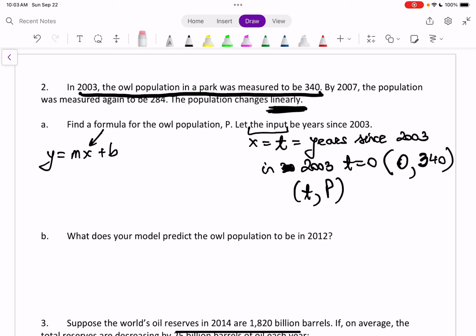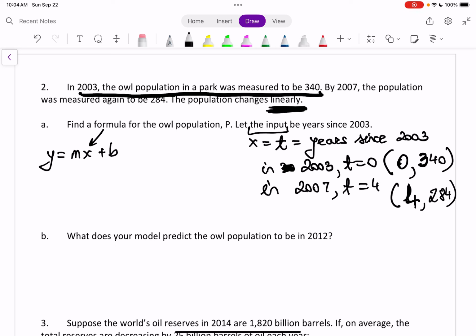A few years later, it says by 2007. Now in 2007, there would be how many years since 2003? That'd be 4 years, right? So we have the point (4, 284), where the population is 284. So you've got yourself 2 points right here. And with 2 points, of course, we can come up with a linear equation.